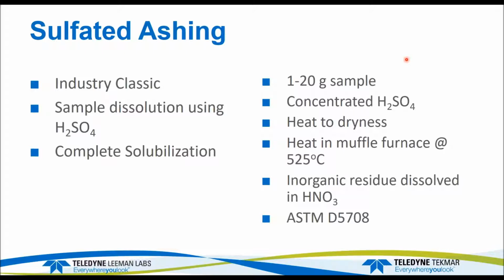It's heated to dryness, then heated in a muffle furnace. Then the inorganic residue is dissolved in nitric acid. If you want to see a detailed description of the sulfated ashing technique, you can look at ASTM method D5708, which is the determination of nickel, vanadium, and iron in crudes and residual fuels by ICP OES. There's a very detailed description of the sulfated ashing technique in there.